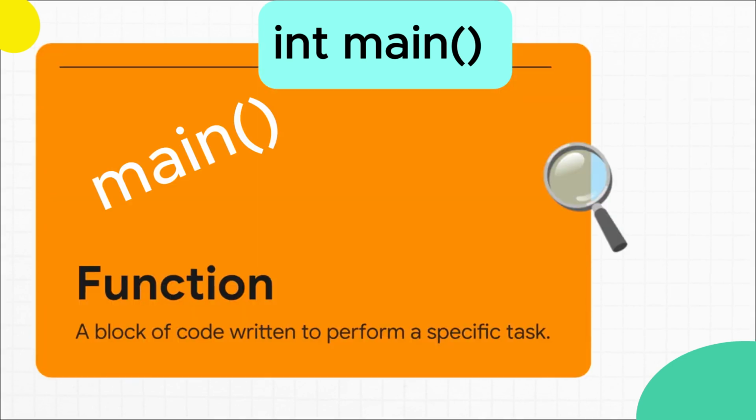Now, I just used the word function. What is that? Simply put, it's just a named block of code that's designed to do one specific thing. You can think of functions as the Lego bricks of the software world. Every complex app you use is just built from thousands of these little specialized blocks working together. And main is the special one that gets the whole party started.